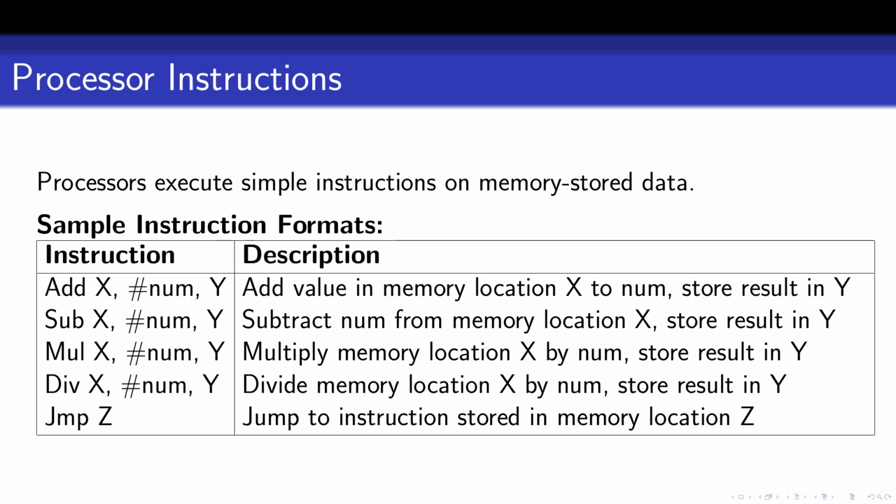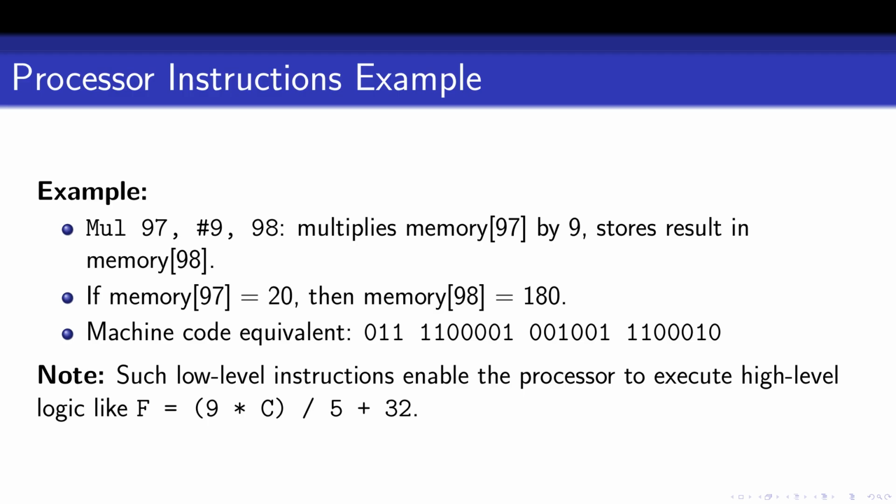For example, add x num y means take the value at memory location x, add a number to it, and store the result at location y. The same goes for sub, mul, and div, which perform subtraction, multiplication, and division. Then there's jmp, short for jump, which tells the processor to go to a different part of the program. This is essential for making loops and conditional logic. These low-level instructions form the building blocks for everything your code does, even if you're writing in a high-level language like Python.